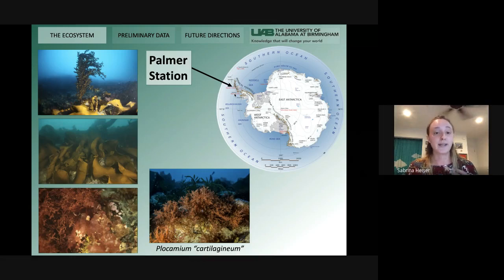So they are providing habitat for a lot of other organisms to live in. And at Palmer Station, we have these big brown canopy-forming seaweeds that are sort of dominating those macroalgal forests. And then underneath and between those, we have a dense understory cover of red seaweeds, which are either bladed or finely branched. And my study organism, Plocamium cartilagineum, is one of those red seaweeds.